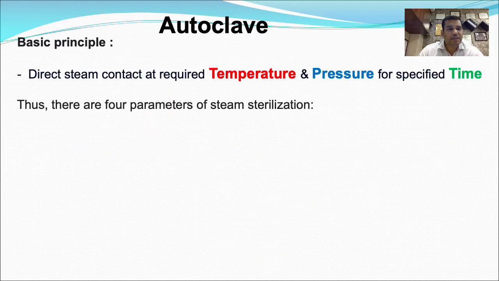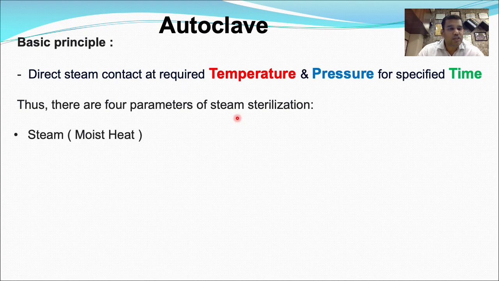Autoclave. What is the basic principle of autoclave? Autoclave is direct steam contact at a required temperature and pressure for a specified time. So all these three parameters are very important: temperature, pressure, and time. All three should be met so that you achieve sterilization by autoclaving. Thus there are four parameters in steam sterilization.